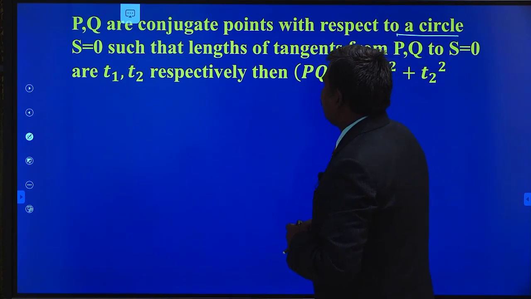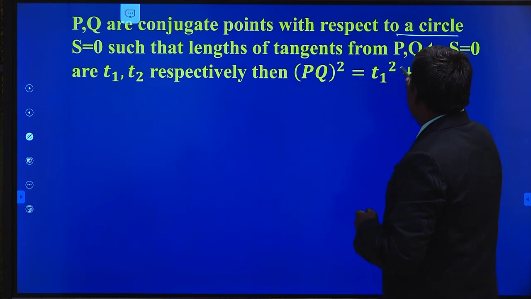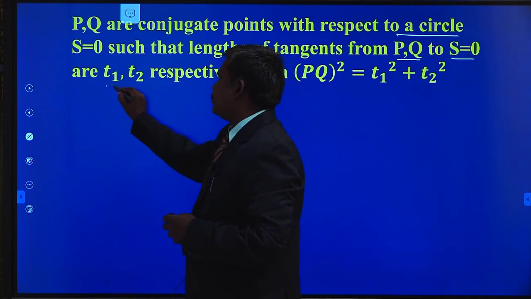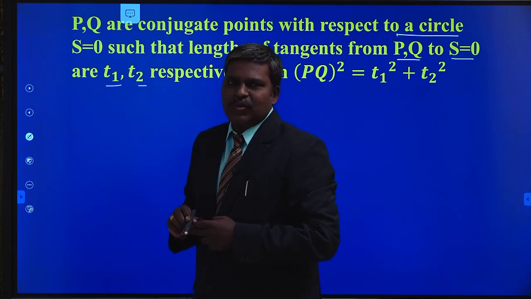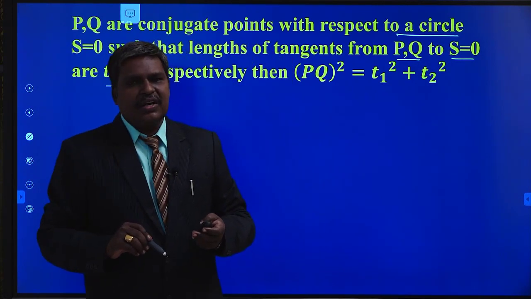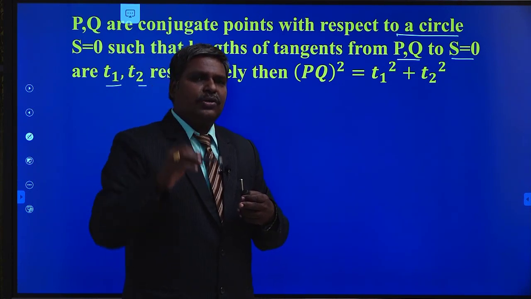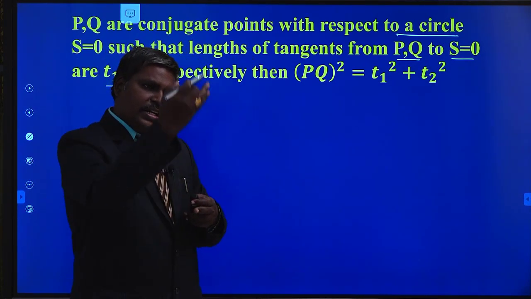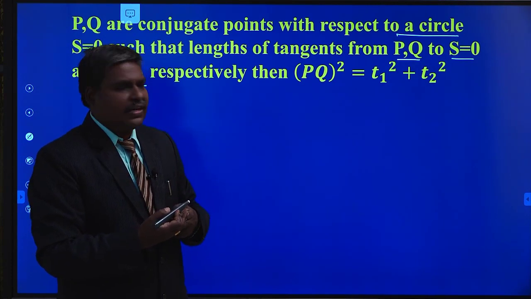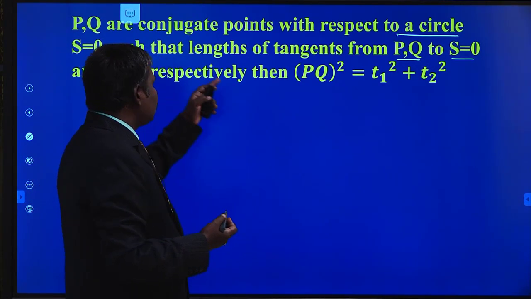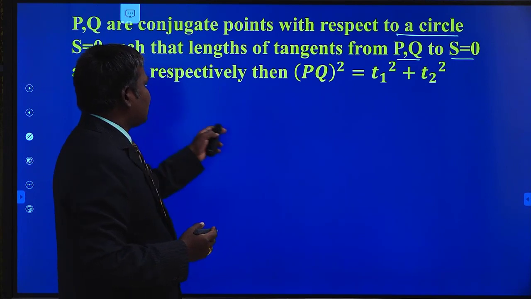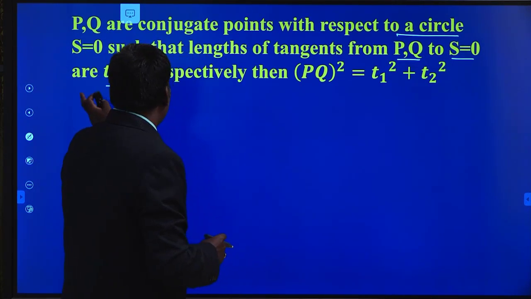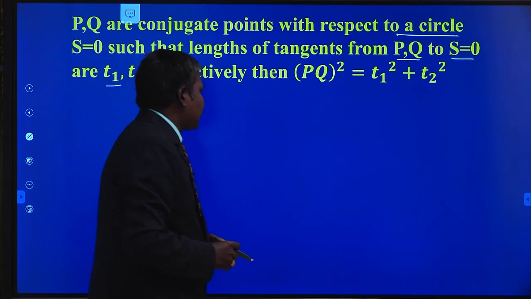S is equal to 0, such that the lengths of tangents from P, Q to S equal to 0 are T1, T2. Length of tangent means what? Suppose point P is outside of the circle, draw a tangent from P to the circle, touching at some R. The distance from P to R is nothing but the length of tangent. Here, P and Q are two conjugate points with respect to the circle, and the lengths of tangents from P, Q to S equal to 0 are given to you. They are T1, T2 respectively.